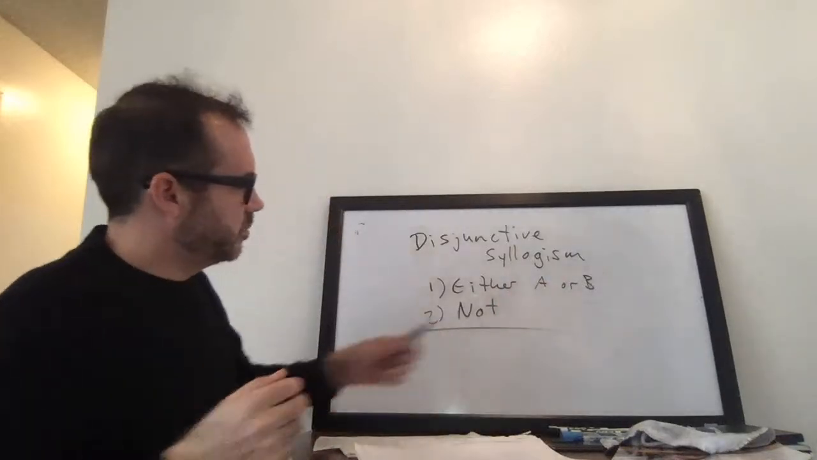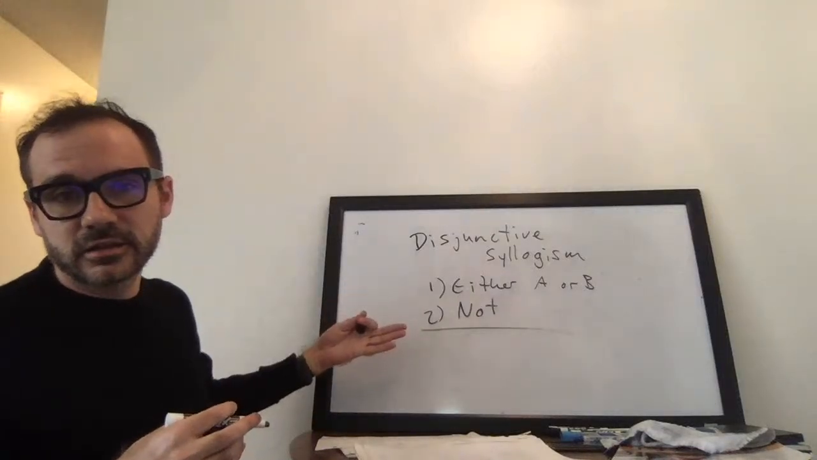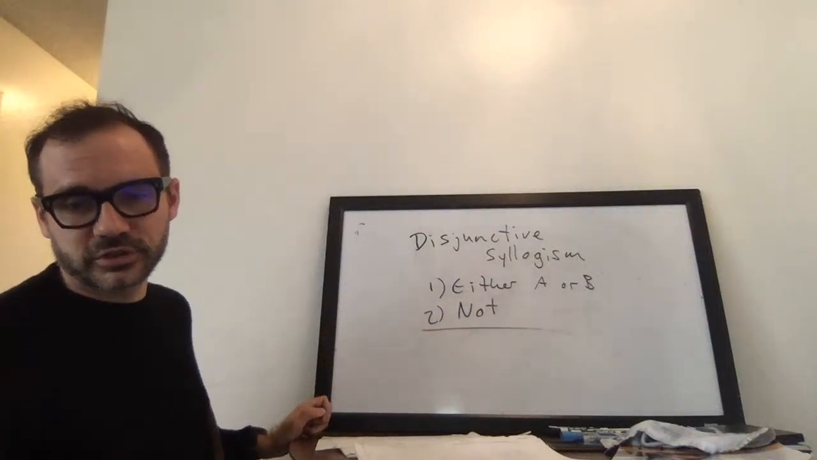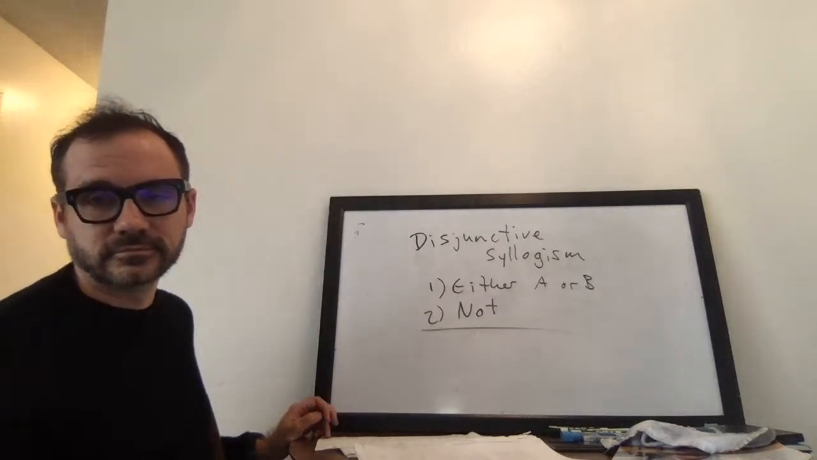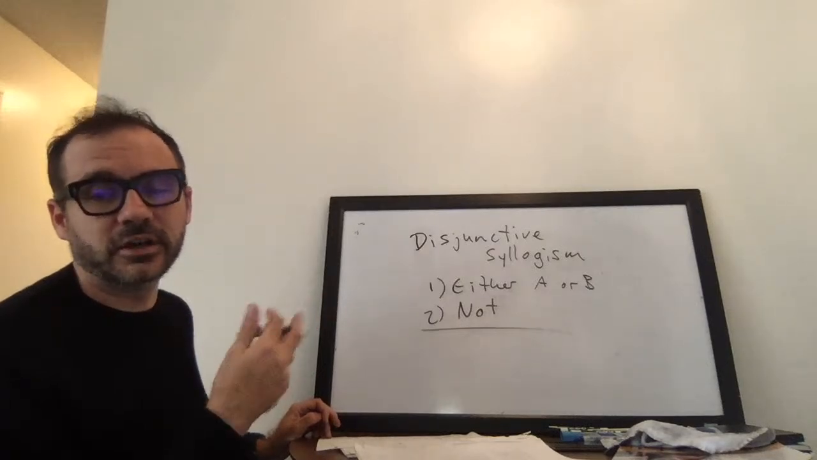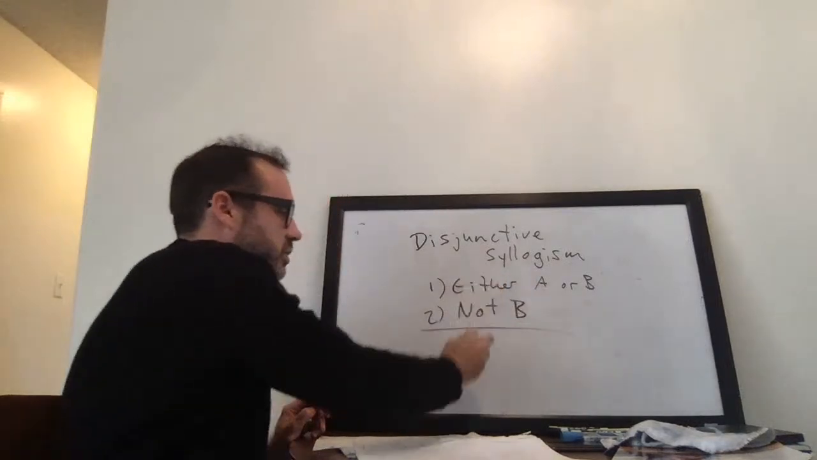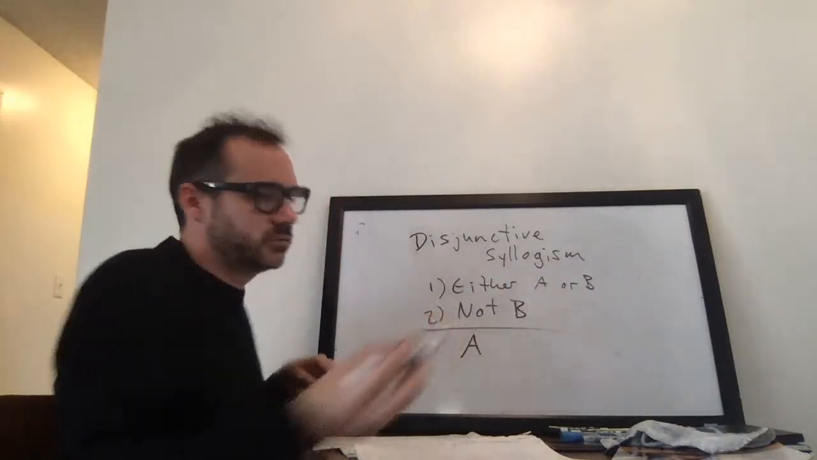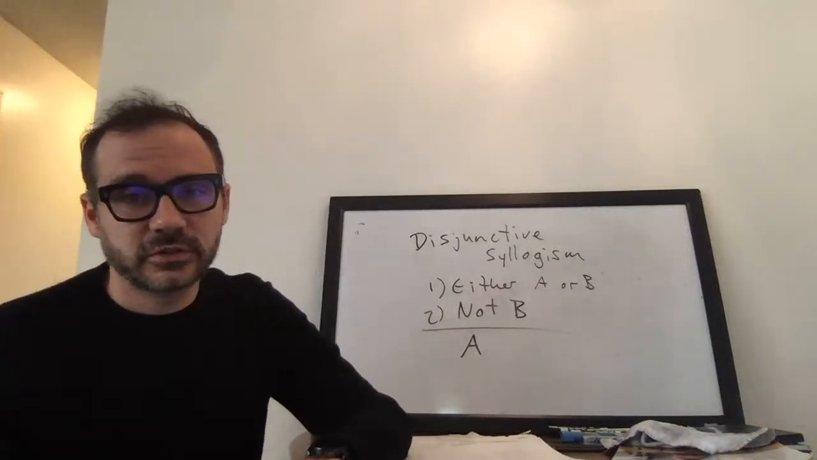Now there's also this other possible way that it can go. What's the other way that this could play out? Instead of not A, another option, which is also valid, is if the second premise says, wait for it, not B. So it could have said not B, in which case the conclusion would be A. All right, so that's what a disjunctive syllogism is.